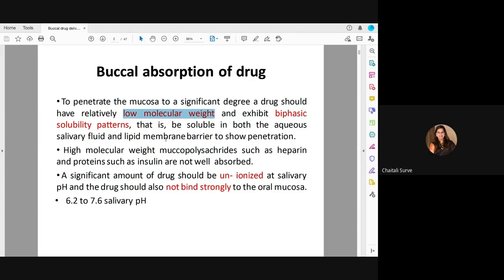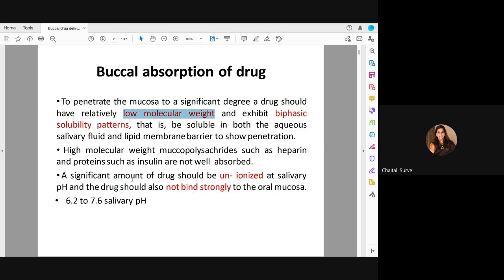You can also say that it should have a good log p value for that matter, so that it permeates through the membrane that is present in your buccal mucosa. Then drugs which are high molecular weight face some issues while permeating through this buccal mucosa. So when you talk about high molecular weight like heparin or proteins such as insulin, they are not well absorbed through this particular route. So if you want to select a drug, or for that matter, if you're talking about a protein or a peptide drug delivery system, then your buccal route is not a preferred route to make such kind of dosage form.